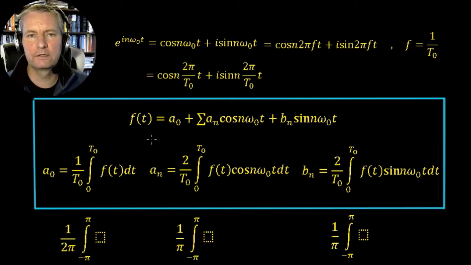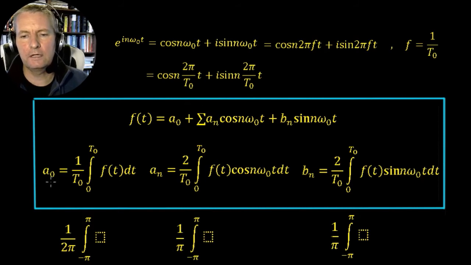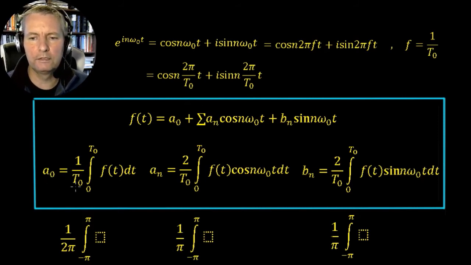So let's put this into our Fourier series. Our Fourier series with respect to time is going to be f of t equals a0 plus the sum from n of an cos n omega naught t plus bn sin n omega naught t. And we can find our coefficients a0, the ans and bns. The a0 is going to be 1 upon t naught, the integral from 0 to t naught. The an will be 2 upon t naught, the integral from 0 to t naught. And the bn will be 2 upon t naught, the integral from 0 to t naught.